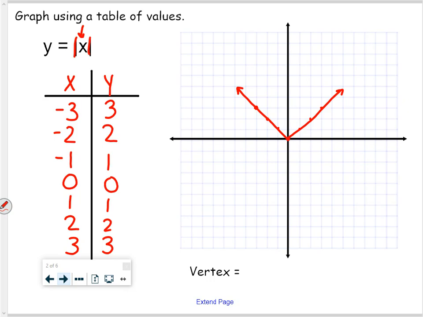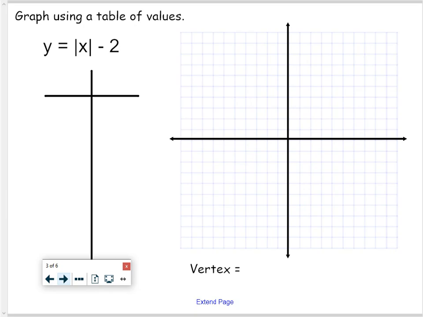I do want to be able to find the vertex, and we call the turning point, switch colors here, this turning point right here is the vertex because it went from a negative slope to a positive slope, or it could be the other way around. But that vertex is at 0, 0 today, for this problem, I should say. Okay.